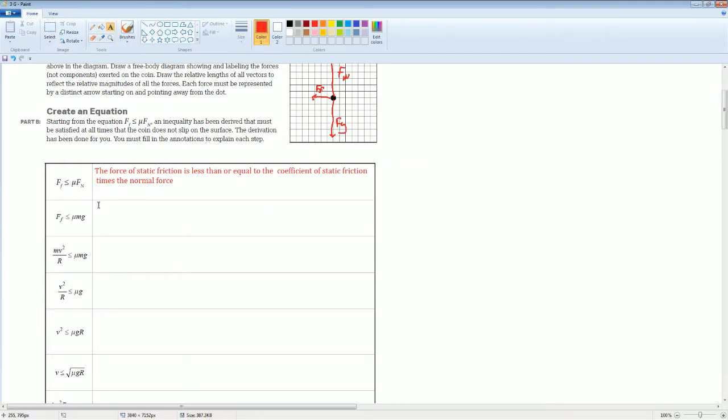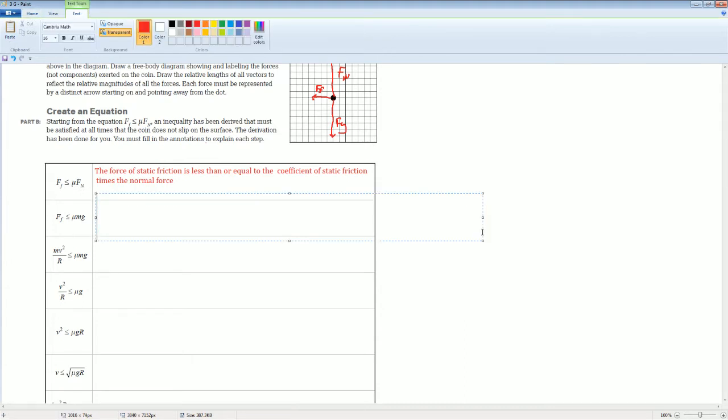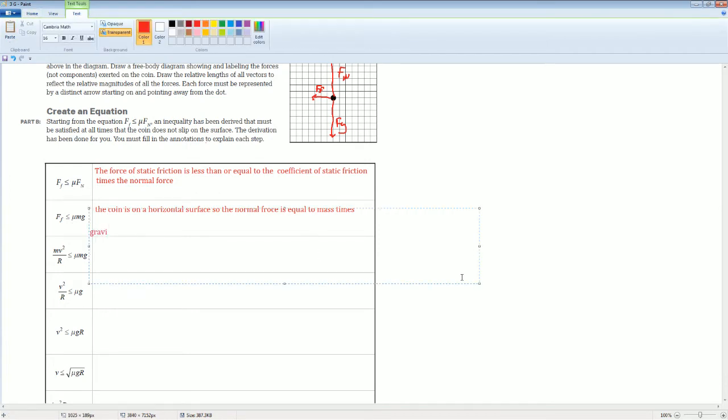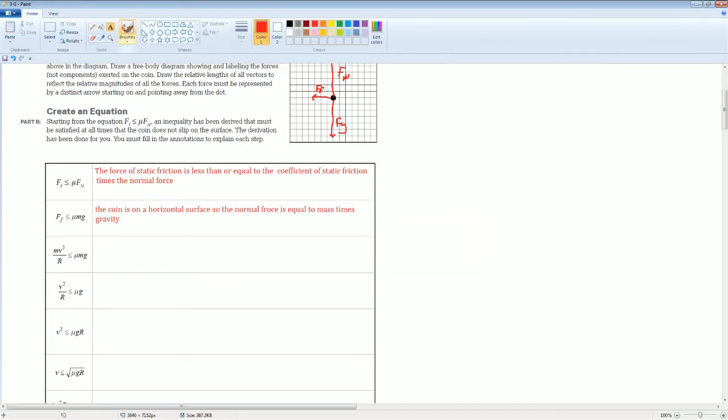Here they just made the substitution. The coin is on a horizontal surface, so the normal force is equal to mass times gravity, which is just mg here. There's no cosine or sine part. If it's banked, then yes, there would be.